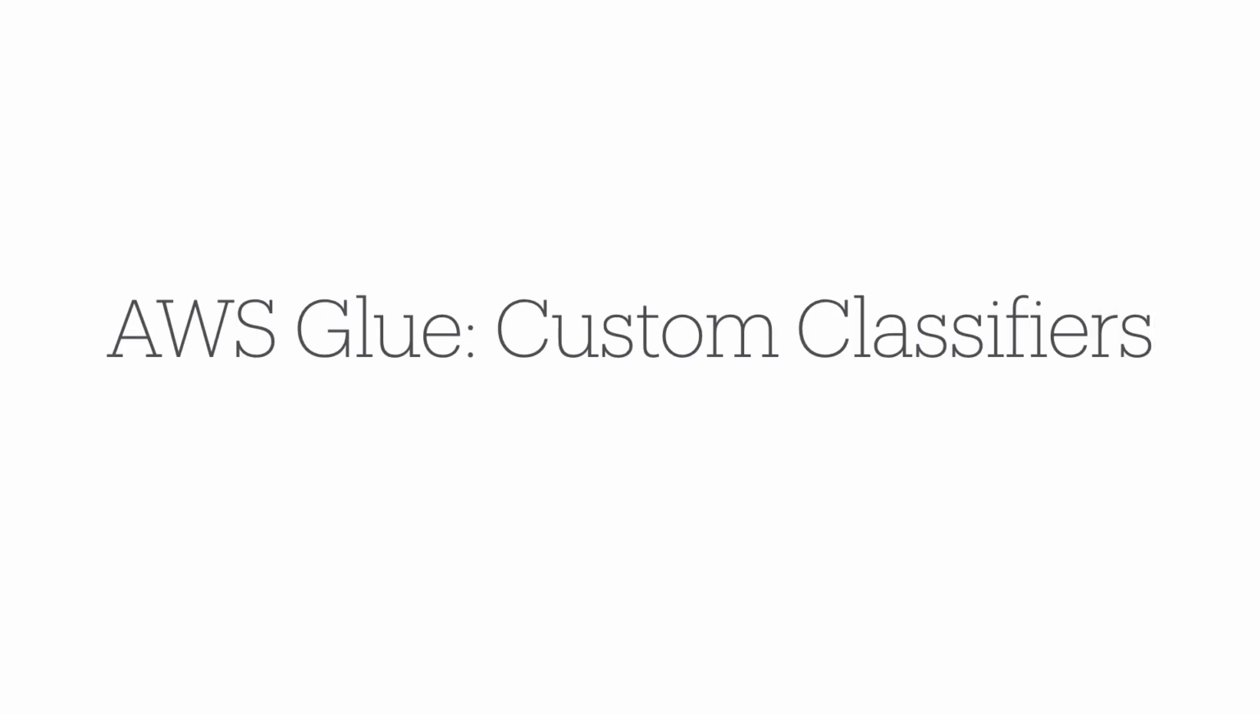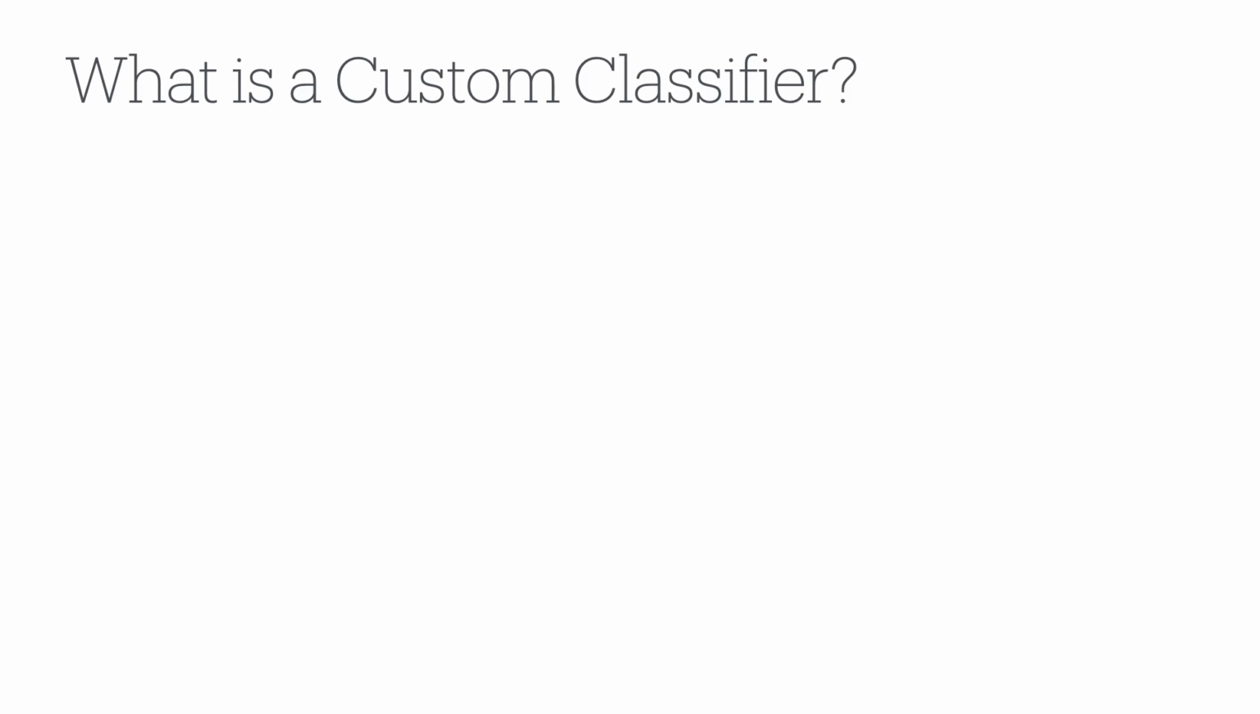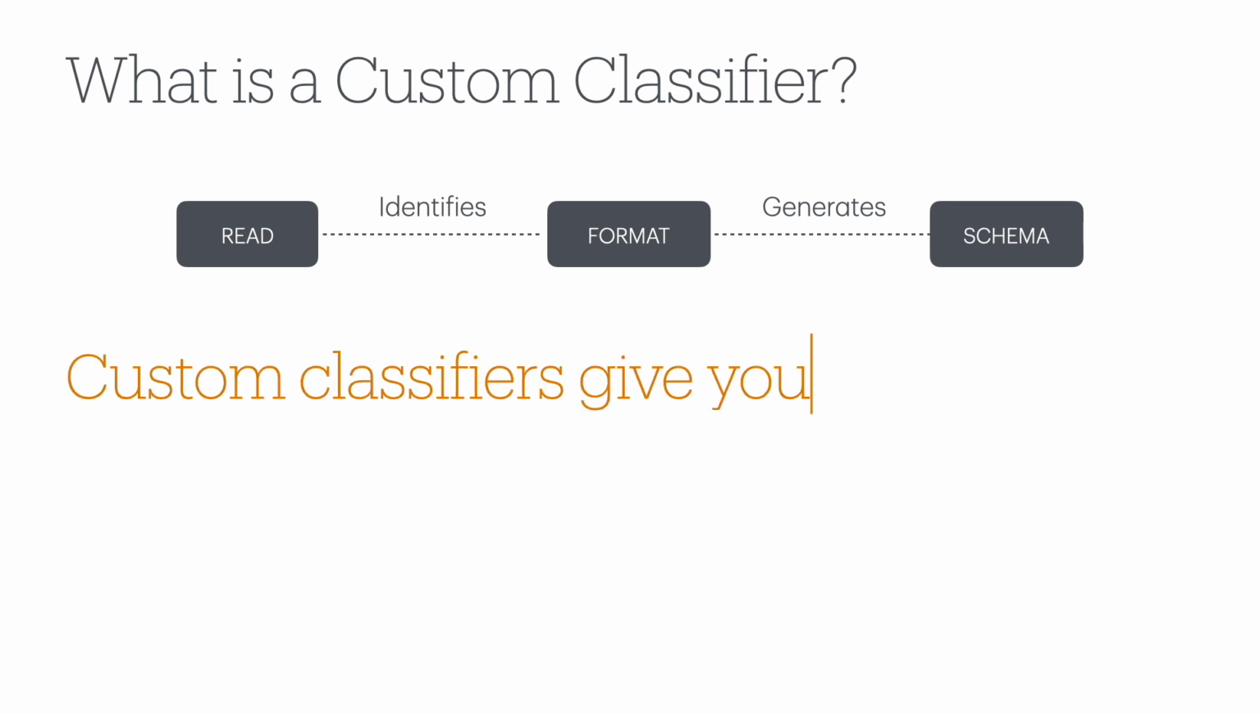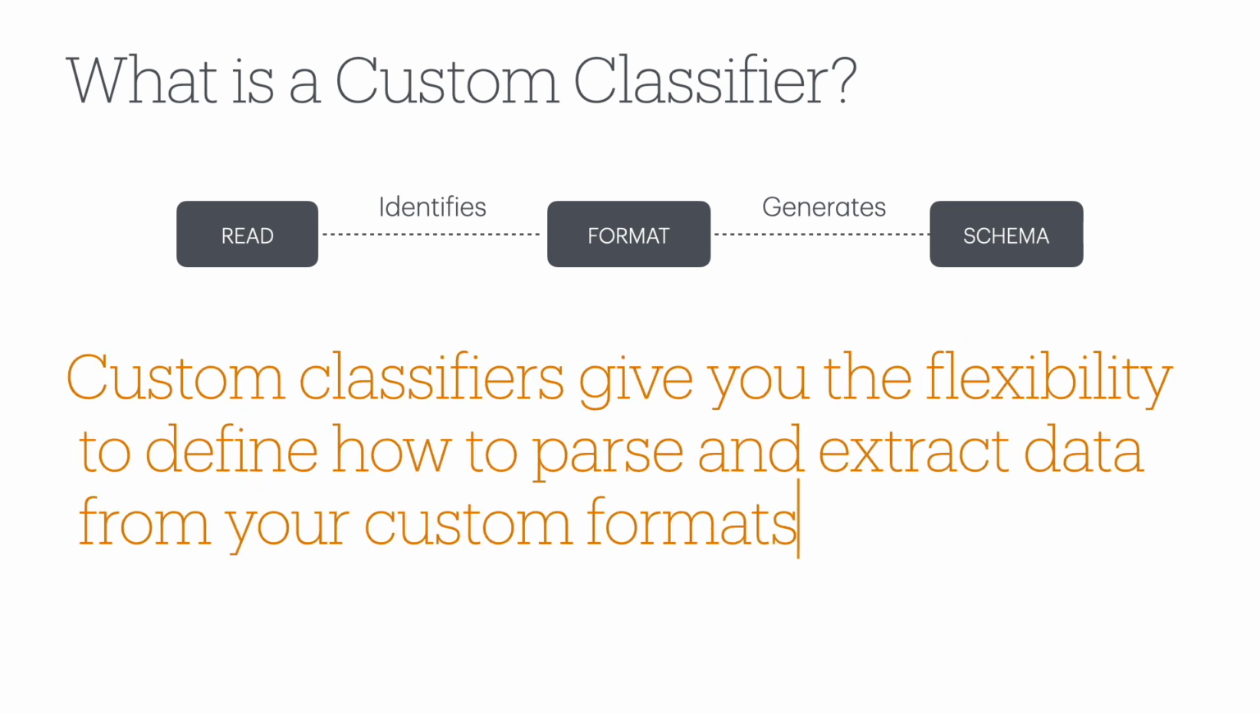In this video, we'll see how we can create a custom classifier in AWS Glue. In AWS Glue, a classifier reads the data and then determines its format, structure, and generates the schema. The default classifiers are good for standard formats, standard tags, notations, delimiters, etc. But what if you have a custom data format which is not supported by built-in classifiers? That's where custom classifiers come into play. They give you the flexibility to define how to parse and extract data from your custom data formats.